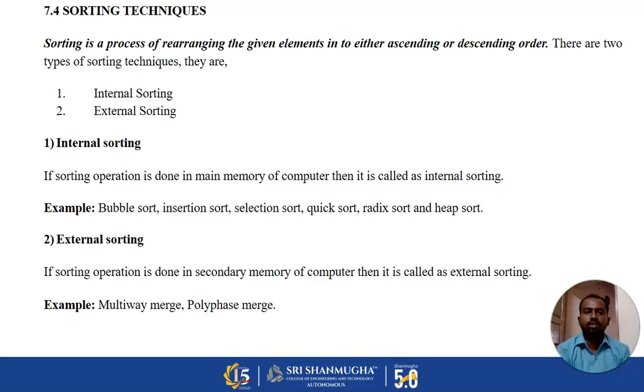Next, sorting techniques. Sorting is the process of rearranging the given elements into either ascending or descending order. There are two types of sorting techniques: internal sorting and external sorting. What is meant by internal sorting? If the sorting operation is done in the main memory of the computer, then it is called internal sorting. Examples: bubble sort, insertion sort, selection sort, quick sort, radix sort and heap sort. External sorting: if the sorting operation is done in secondary memory of the computer, then it is called external sorting. Examples: multi-way merge and polyphase merge.